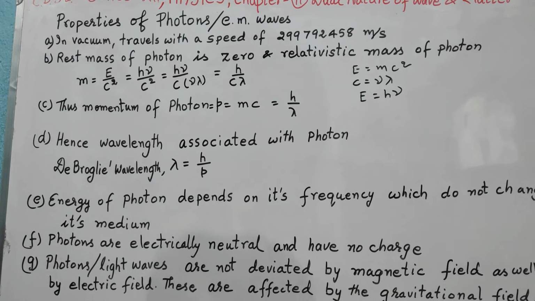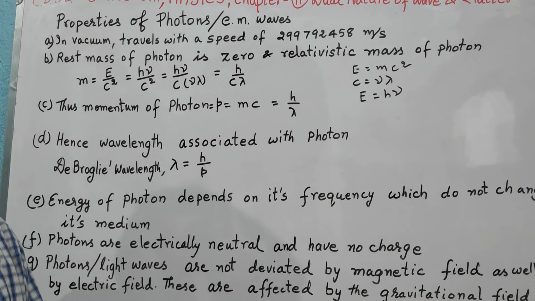Energy of photon depends on its frequency only, and it does not change. It is the characteristic of the electromagnetic wave, even if it changes the medium. If light travels from one medium to another, still the frequency remains unchanged. However, the speed and hence the wavelength of light may change.